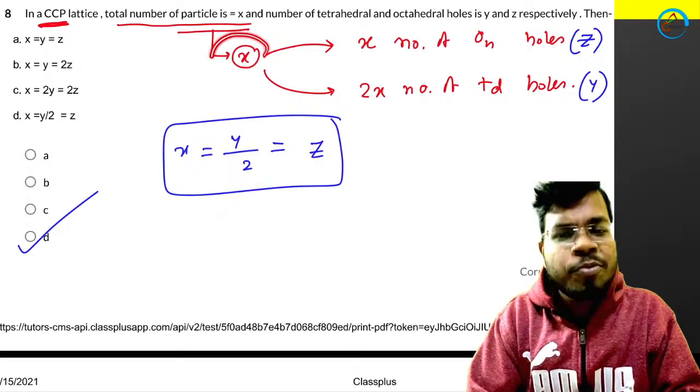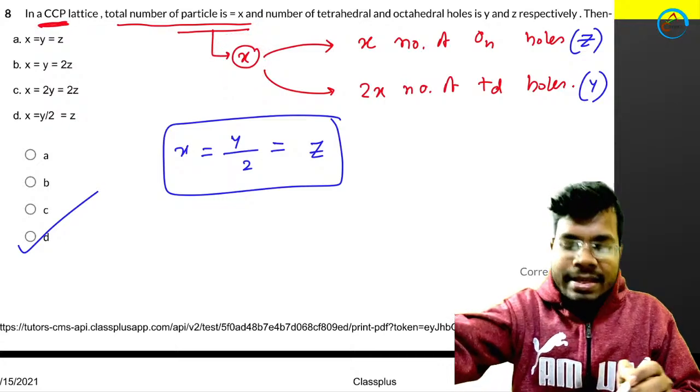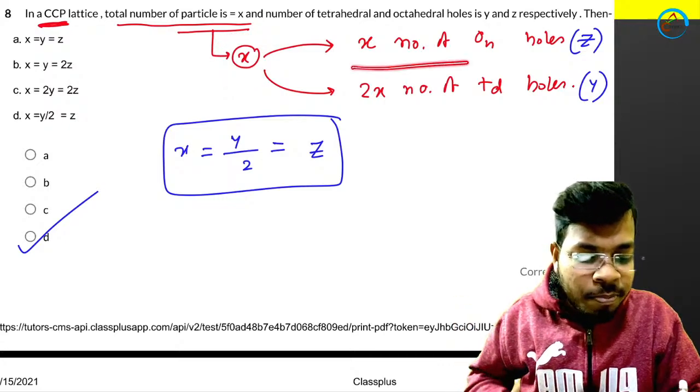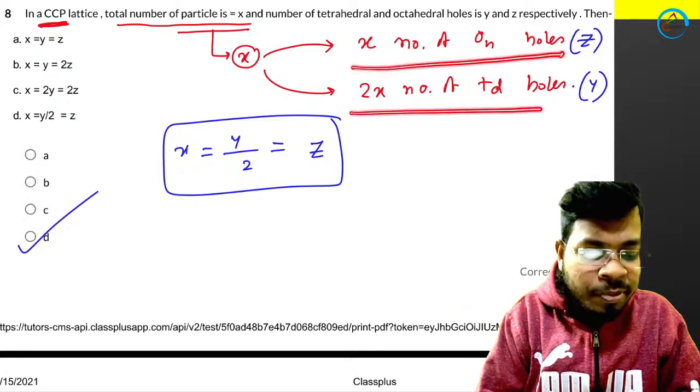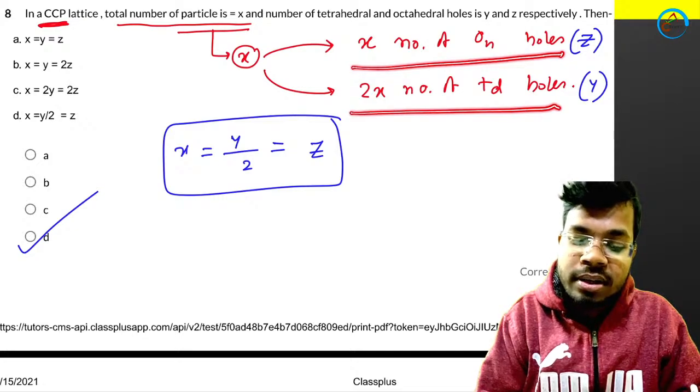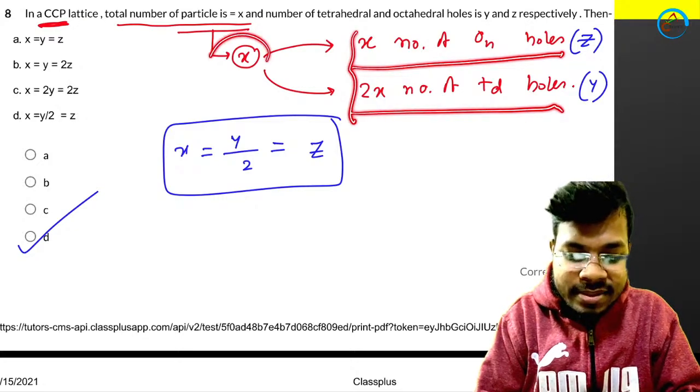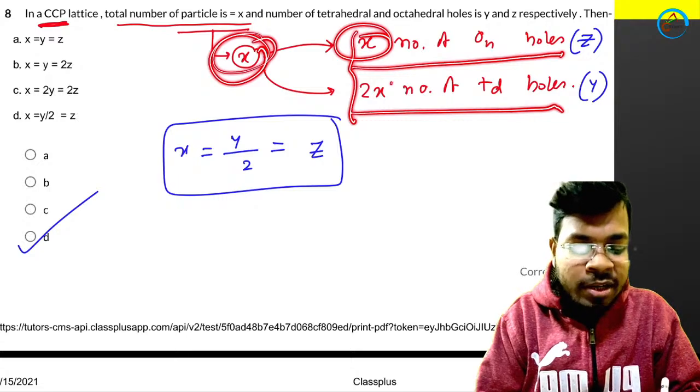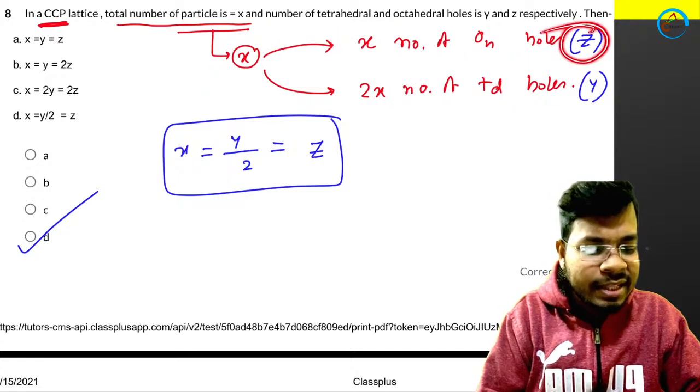So for X lattice points, for a CCP lattice, you will be getting X number of octahedral holes and 2X number of tetrahedral holes. Remember, double the number of tetrahedral holes. So from X, you will be getting X. From X, you will be getting 2X. Now I have given you this value is Z, this value is Y.